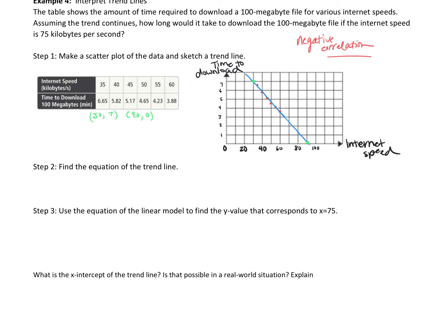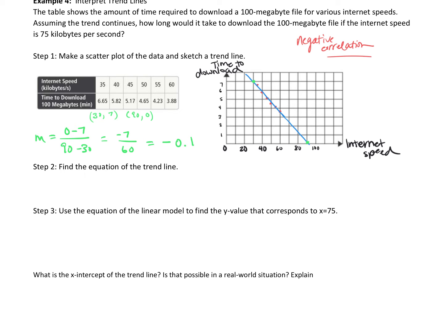Slope is y2 minus y1 over x2 minus x1. I'll just do that work up here. Slope is 0 minus 7 over 90 minus 30. 0 minus 7 is negative 7 over 90 minus 30 is 60. And then we can just grab our calculators to see what negative 7 divided by 60 is. All right, that's a negative 0.116 repeating. So I'm going to round to the nearest tenth and just say negative 0.1.